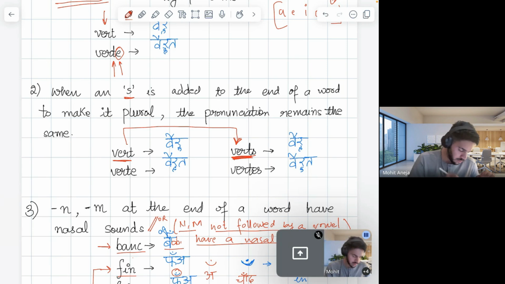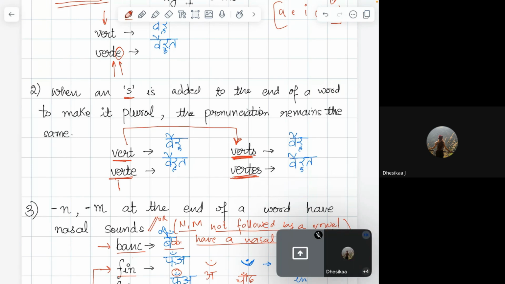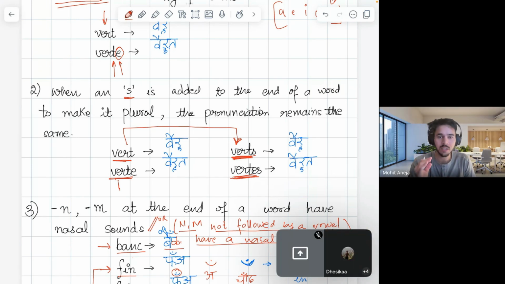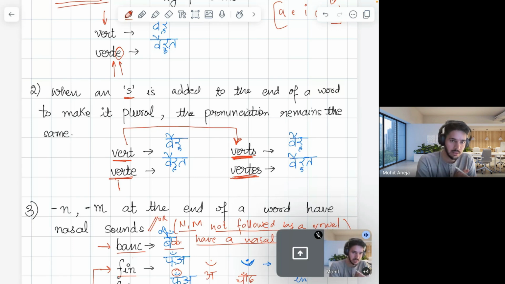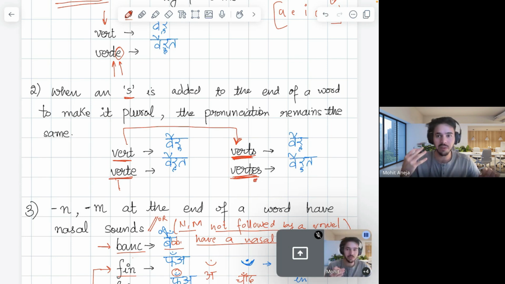Now, Desika, can you pronounce the second one, which has an S added to it? What was the pronunciation for this, and then pronounce this, both of them, please? "West." Yes. So you see, there is absolutely no difference in the way we pronounce these two plurals versus the singular form. The pronunciation remains the same. However, the way we pronounce them in the singular form has to be retained when we make it plural. So "where" with an S without an E will be pronounced "where," while the one with the E will be pronounced "vert."